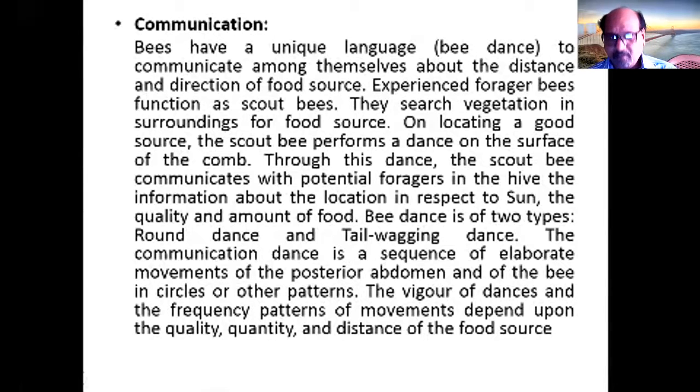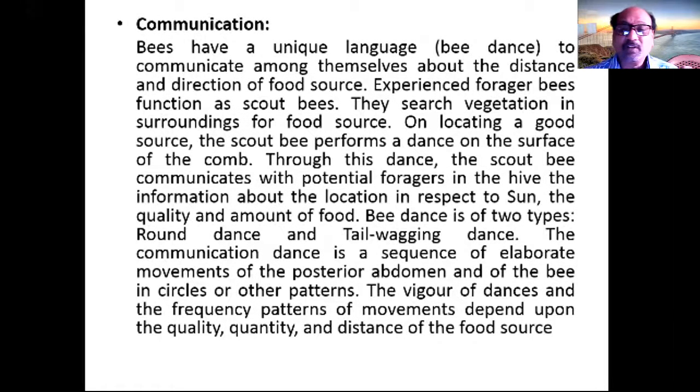By this communication, they get a perfect idea of how far the food source is from the colony and in which direction. So this is very clear-cut knowledge they can give to other bees. The searchers are the foragers. They can give the message accurately.